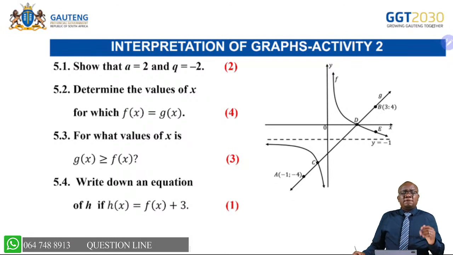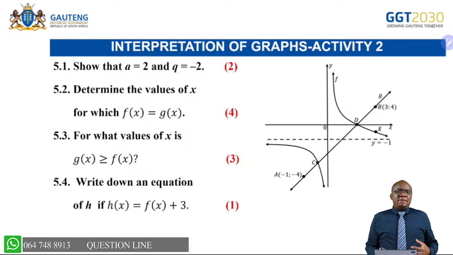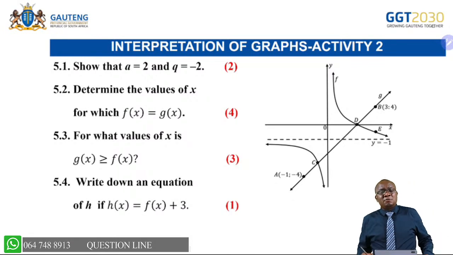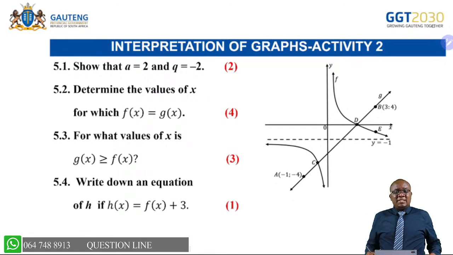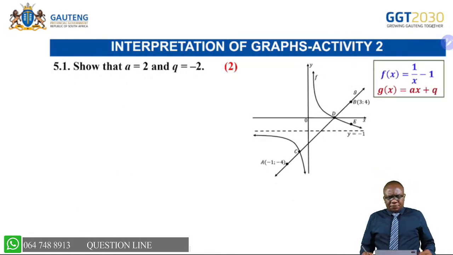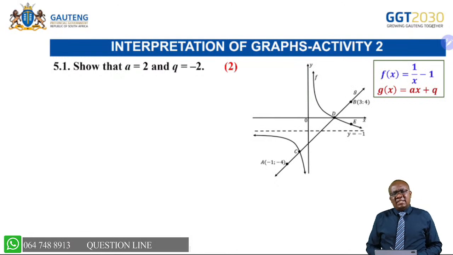Right, let's start with question 5.1. Because of time, I'm going to explain everything. I'm not going to give you time to do an activity. Remember, how do we write the equation of a straight line? Because we have point A and point B there, we can use these points on the straight line.